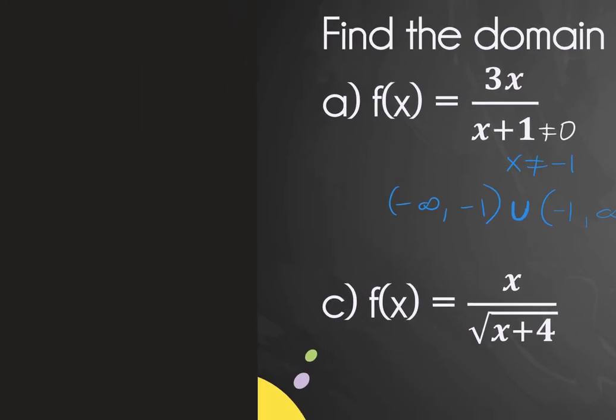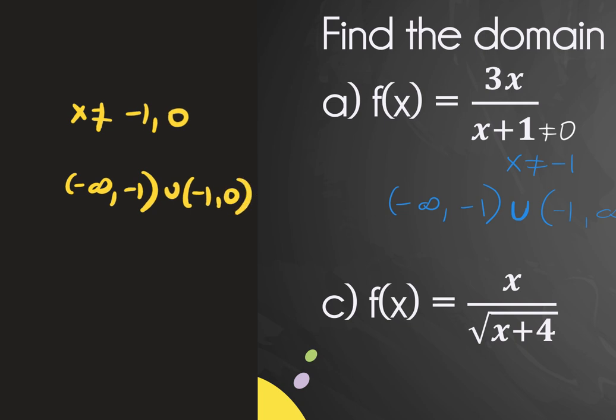Just a side note, if it had said that x could not equal two numbers, let's say it couldn't equal -1 or 0, then the way we write that in interval notation is from negative infinity to the smaller one, which in this case would be -1, union the smaller to the bigger, which would be from -1 to 0, union the bigger to positive infinity. So if I get a not equals of more than 1, that's how we write it out. Negative infinity to smaller, smaller to bigger, and then bigger to positive infinity.